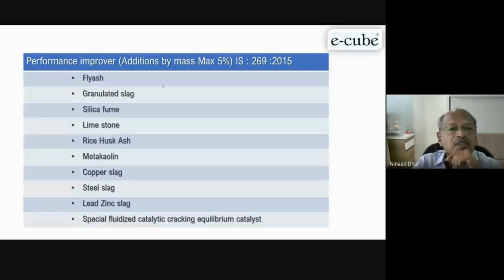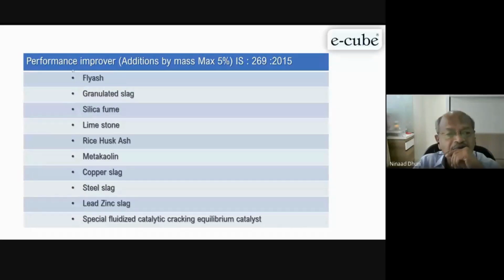So that is possible. So fly ash is there, granulated slag is there, silica fume is there, limestone fines, because limestone is available there. So I can make it fines and just blend it. Rice husk, metakaolin, copper slag from the industry, steel slag, lead zinc slag, and fluidized catalytic equilibrium catalyst. So these are the other materials I can blend with the OPC to make a concrete. It is officially allowed by the IS code.